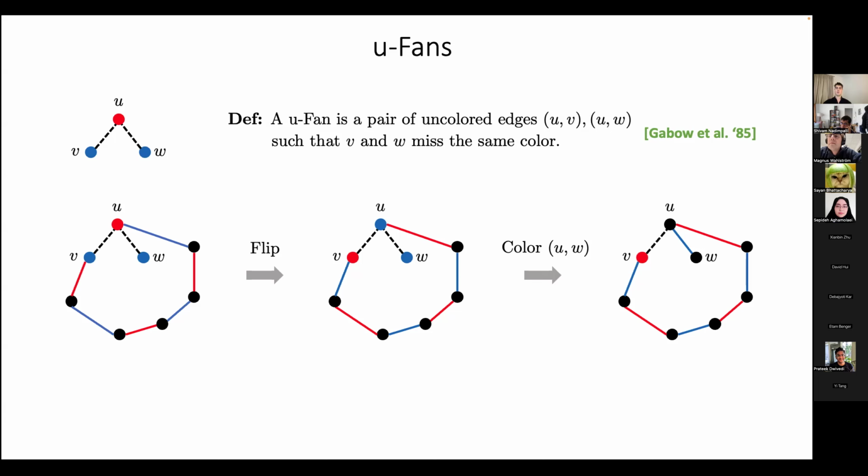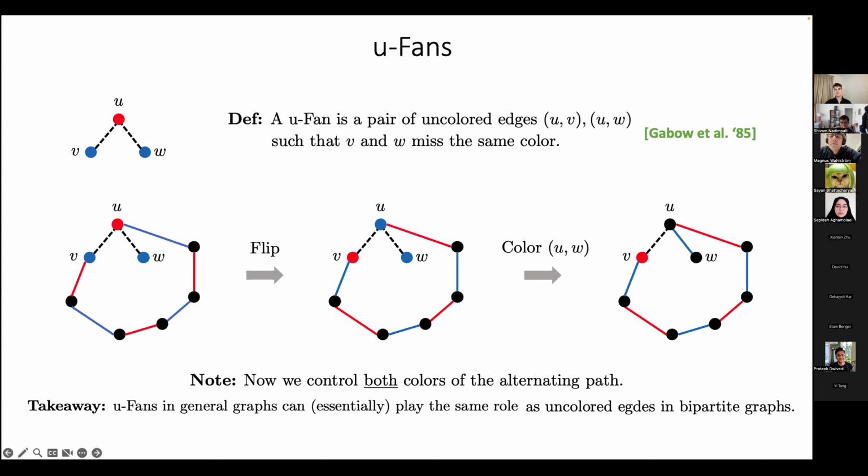But the key observation is that once we have these U fans, we can control the colors that are going to be incident on the alternating paths that we construct. And we can control these colors just by doing some completely analogous stuff, by flipping the alternating paths starting at these endpoints just like before. So these U fans basically play an analogous role to uncolored edges in bipartite graphs, but they play this role for general graphs as well.